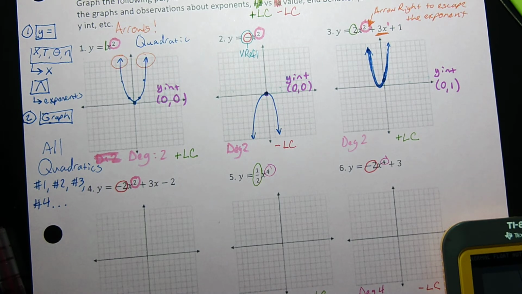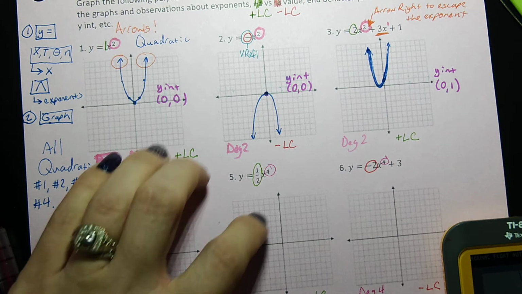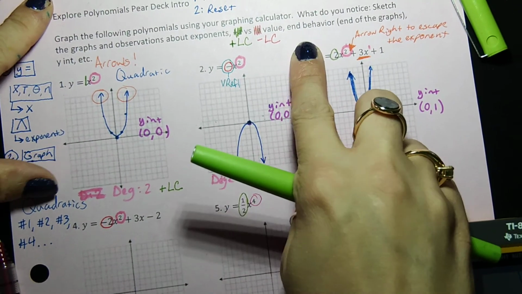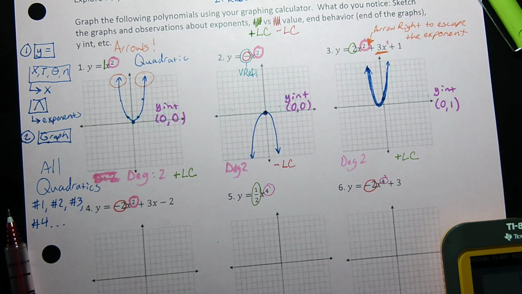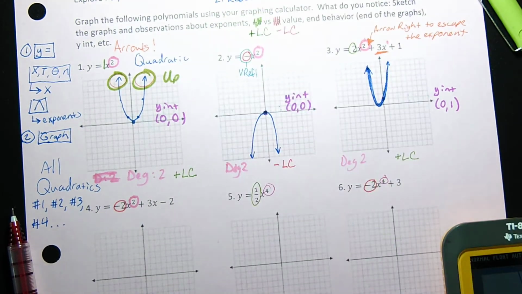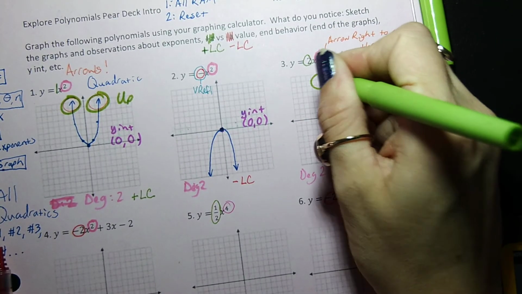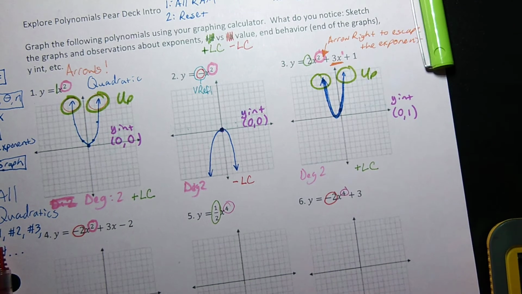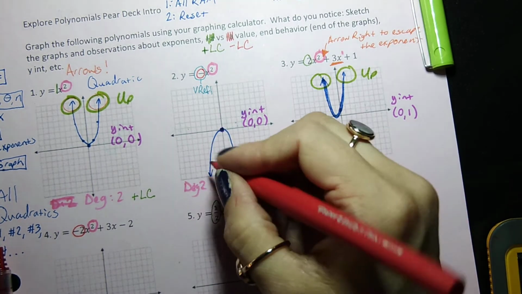Other differences. 2 of those graphs are going up on both sides, and then this graph is going down on both sides. So that was one of the other things it told us to look at is the end behavior. What are the ends of my graph doing? These are going up. These are going up. And these are going down.